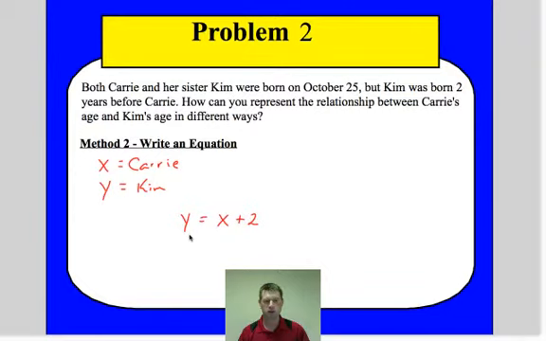Okay, so that's how you build an equation. You take what you know and you start from there. So we know that if Carrie is 1, we're always adding 2 to figure out what Kim's is. Okay, and we could use C and K on that. I just decided to stick with x and y to start out with. Okay, so we represent that as equation.